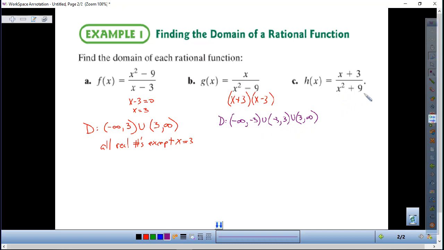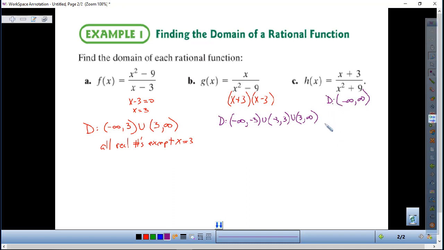Now, this one over here, is there any value that will make that 0? Well, remember, if you plug in any number here, positive or negative, when you square it, it's going to be positive. Then you add 9 more to it, it's always going to be positive. So this one, all real numbers. So negative infinity to positive infinity is the domain.